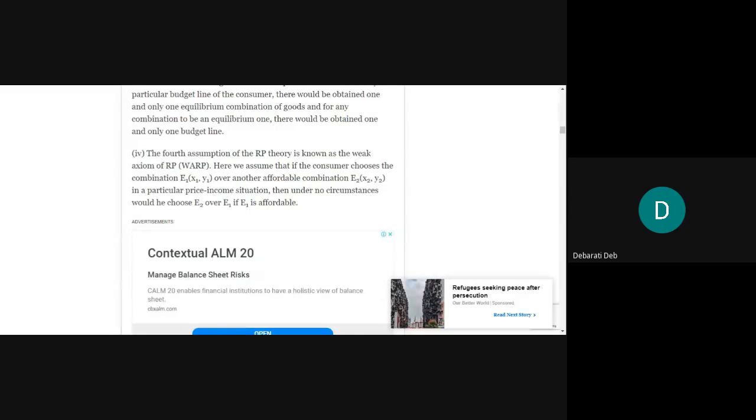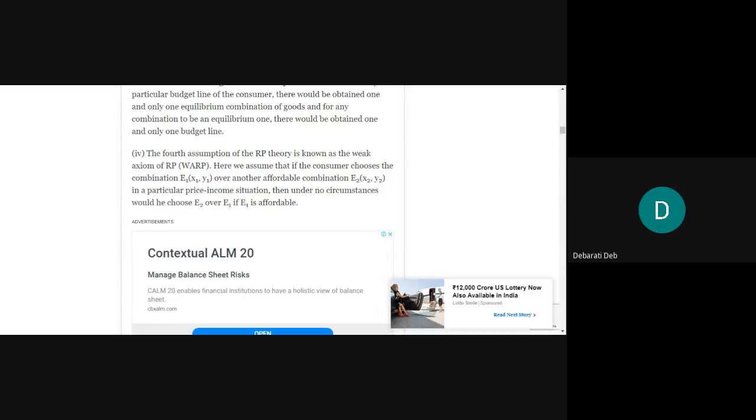Here, what assumption is made in this weak axiom, or WARP? I hope you are listening to me carefully, because these are the assumptions that we are going to use in the further stages of this discussion regarding revealed preference. So listen to me very, very carefully. The fourth assumption says that there is a weak axiom of revealed preference, also known as WARP in short.